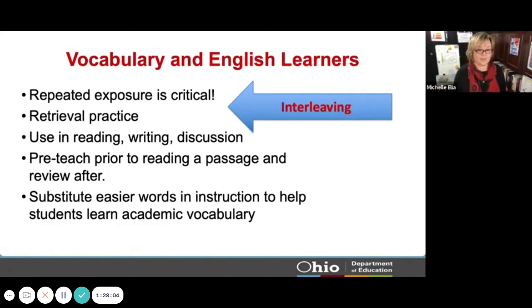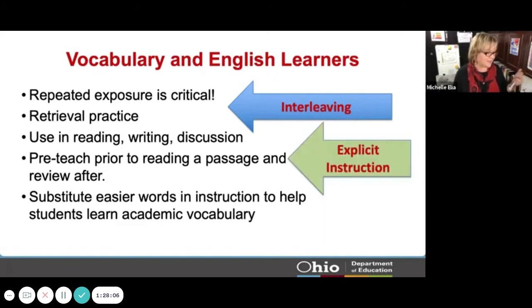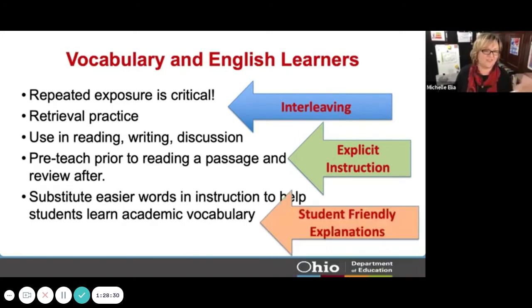Use this in reading, writing, and discussion. I think I've already taught about that. There's our explicit piece. Pre-teach it prior to reading a text. And this is one thing that's very specific to English learners. You can substitute easier words in your explanation to help students learn the academic language. So use those easier words to explain the academic language, knowing that we want them eventually to use the more challenging word, but we call that their student-friendly explanation.